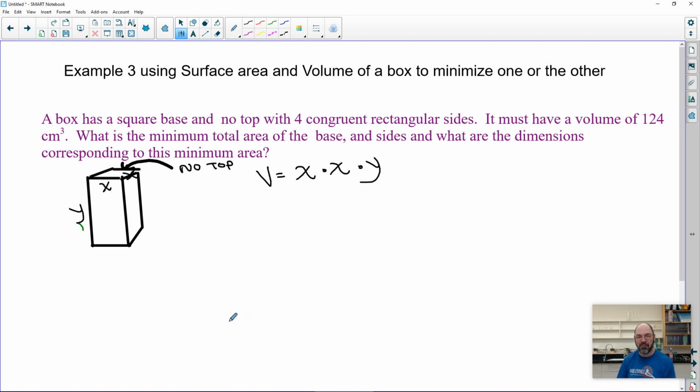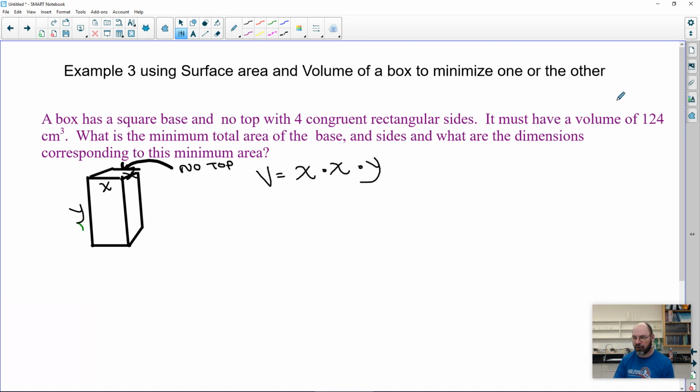And we're minimizing surface area, right? So it says, what is the minimum total area of the base and the sides, and what are the dimensions corresponding to this minimum area? So we're minimizing the surface area. So we're using the volume equation to get rid of one of the x or the y. And it's probably easiest to write it in terms of x because we've got two x's and one y.